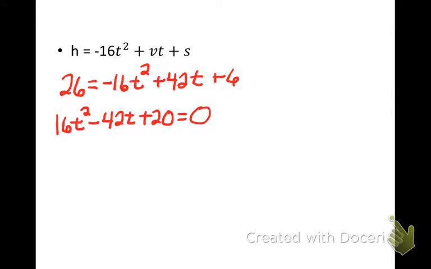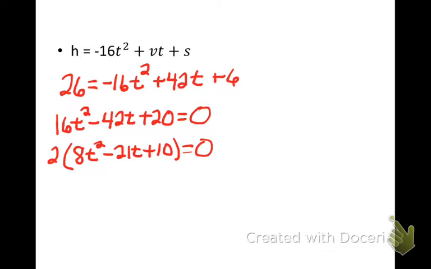But remember, our first step in factoring is to see what they have in common. So what number goes into 16, 42, and 20? Is there anything? Yes, there is. So I would suggest you factor that out first. It'll make our factoring later on a little easier. So that would give me 2 times the quantity 8t squared minus 21t plus 10 equals 0.